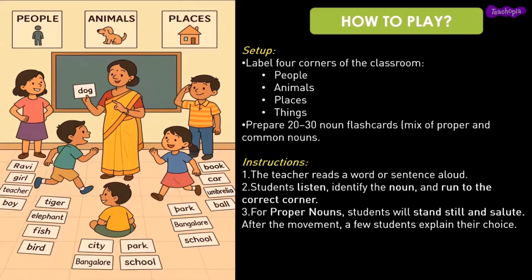Learners must listen, identify the noun, and run to the correct corner. For proper nouns, learners will stand still and salute. After the movement, a few learners explain their choice. A variation can be added where music is played in a fast-paced challenge game.